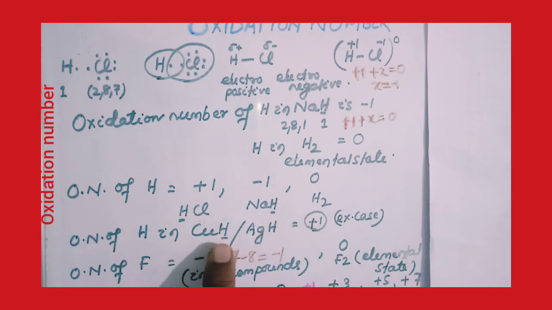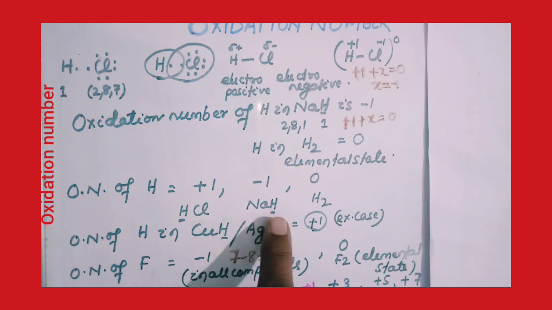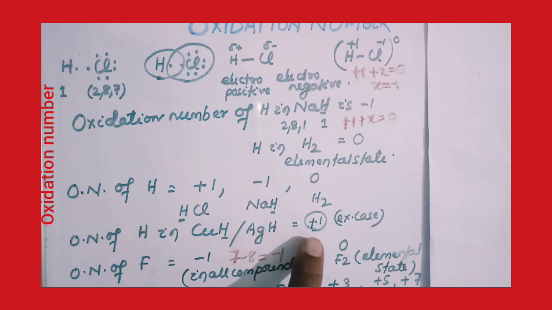Oxidation number of hydrogen in copper hydride. In copper hydride it is plus 1, in silver hydride it is plus 1. In sodium hydride, the oxidation number of hydrogen is minus 1 because here hydrogen is more electronegative than sodium. But in silver hydride, hydrogen is more electropositive than silver, so its oxidation number is plus 1.